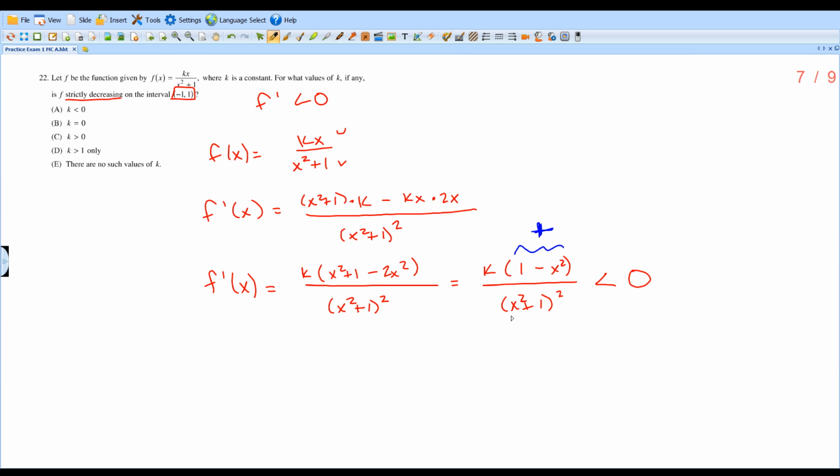The same thing down here, no matter what I put in between -1 and 1, I'm going to get a positive. And this one's a little easier because you're squaring it, so you know it's going to be positive. So looking at these two factors, you're getting a positive from each one. That would mean that in order for this whole thing to be negative, k must be negative. So k has to be a negative value in order for the whole thing to come out negative between -1 and 1.